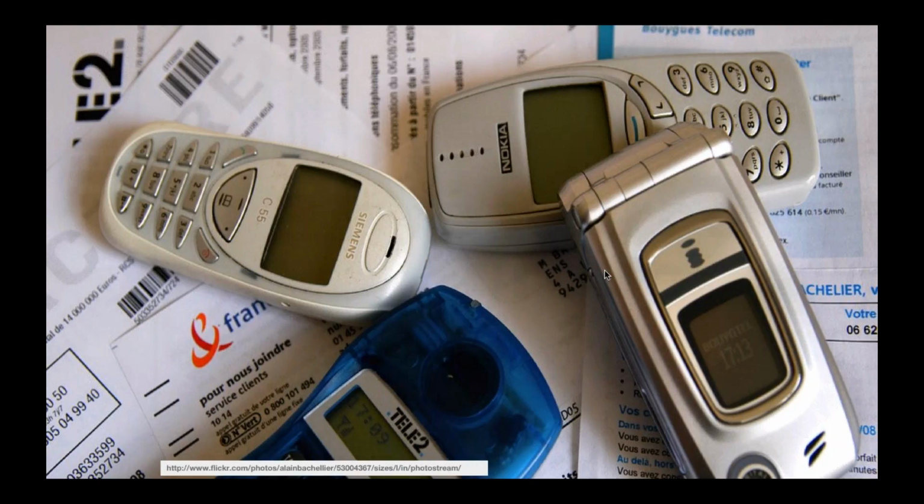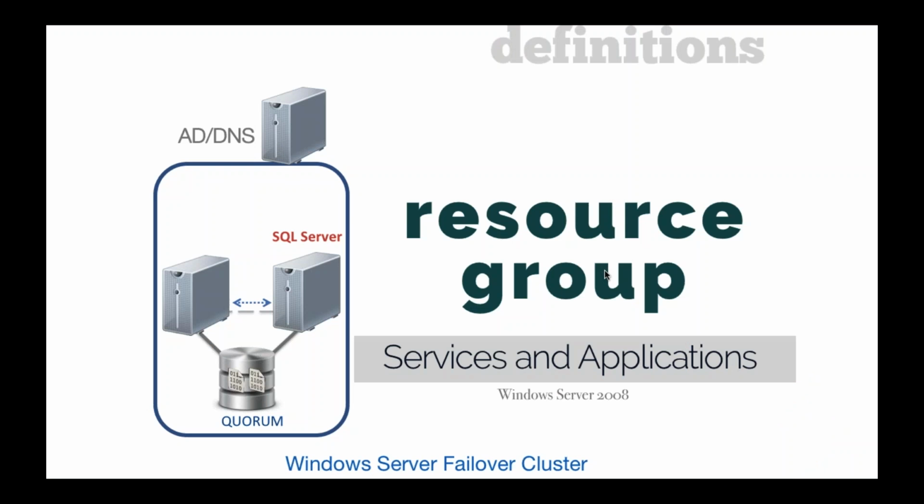Like I said, I've got a love-hate relationship about how Microsoft named resource groups, because in Windows Server 2008, Microsoft started calling this services and applications. Within the Failover Cluster Management Console, it's called services and applications. In Windows Server 2012, Microsoft called this roles. I don't really care how Microsoft calls them. I still want to call them resource groups because, again, they're basically a group of resources managed together as a unit.